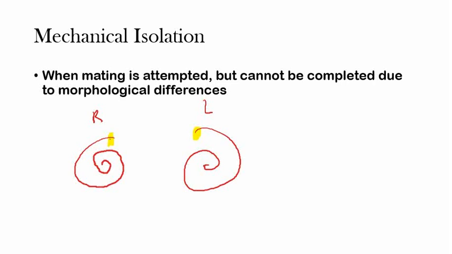The mating cannot be completed. So this is due to morphological differences. If you don't know what this means, this is basically structural differences. Okay, and again, this is an example of sympatric speciation because there's no physical geographical barrier. The only barrier is the barrier in structure.